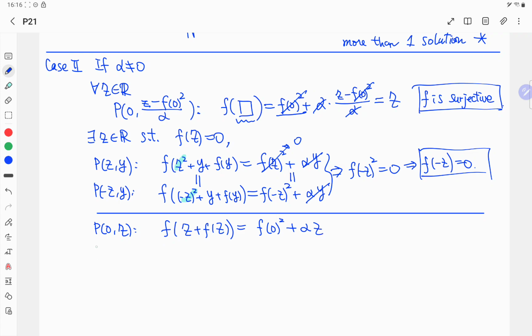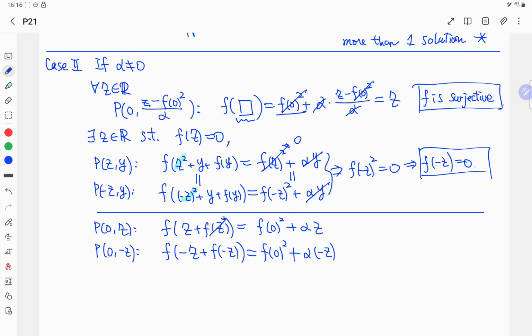Okay, and then also we try to pick P(0, -z) in such a way that we have f(0)² is 0, and then minus z plus f(-z) equals f(0)² minus or plus alpha times negative z, like this. Okay, so we notice that f(0) is 0, so 0 plus z is z, f(z) is 0, so the whole thing is 0.